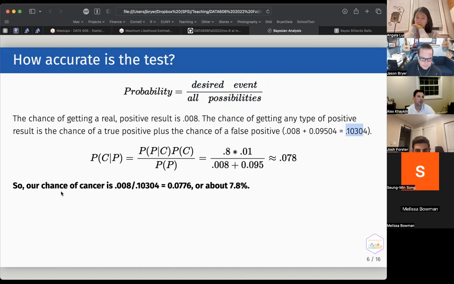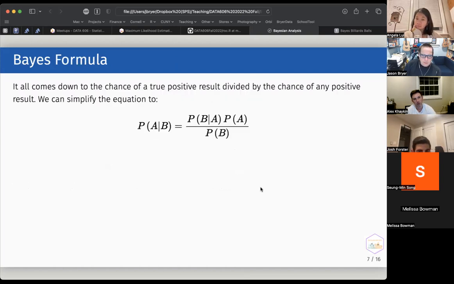And so we can substitute that all in. So our chance of cancer, given this, is about 7.8%. If you got a positive test, the chance of it being actual cancer is 7.8. And this all is derived from Bayes' theorem. Now, it's really about the true positive divided by any possible outcome. So we can simplify Bayes' formula down to this.